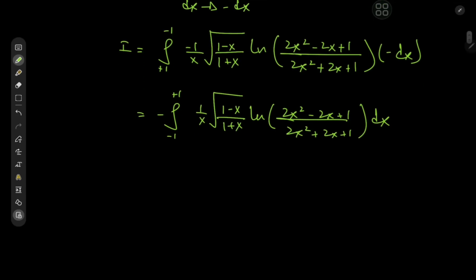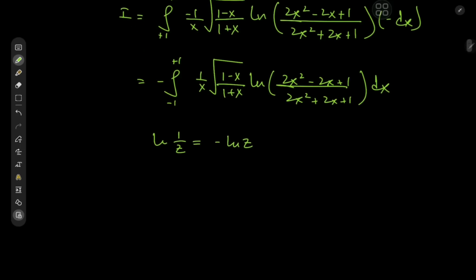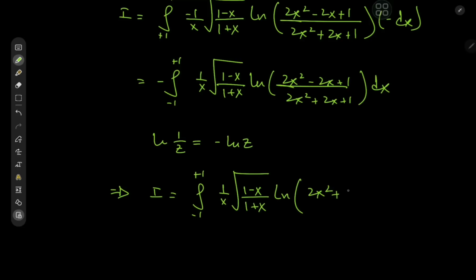Now, one more thing to note here is that we have the log of something. Now, log 1 by z equals negative log z. So this implies that we can write I here as the integral from negative to positive 1 of 1 by x times root 1 minus x divided by 1 plus x times the logarithm of 2x squared plus 2x plus 1 divided by 2x squared minus 2x plus 1, where the negatives cancel out, of course.